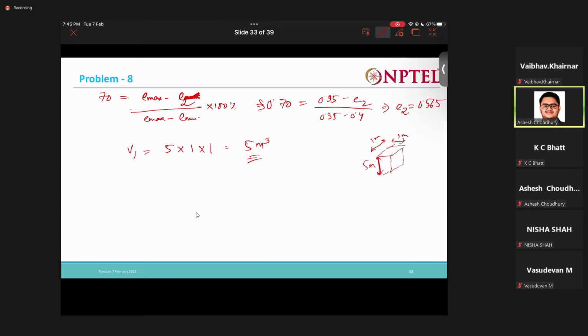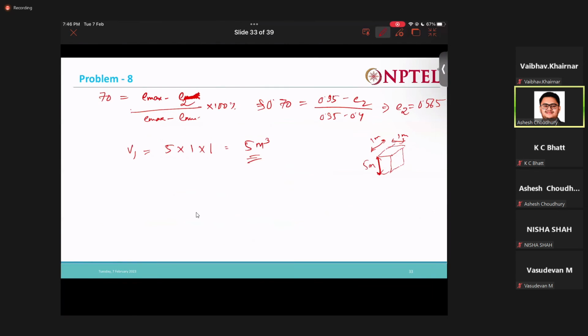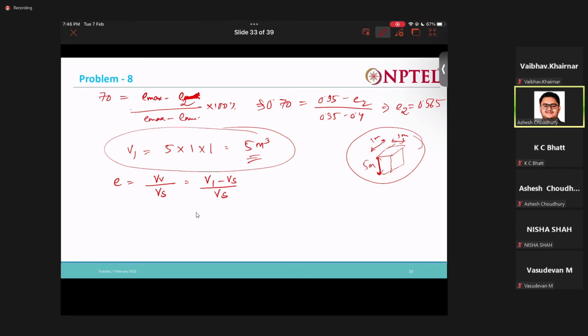Now let us determine the volume of solids in the initial soil when the relative density was 45%. We found out that the void ratio is 0.70. In this scenario, let us find out the volume of solids. We know e is equal to Vv by Vs, so this will be (V1 minus Vs) by Vs. If you put e as 0.70, you will get Vs as 2.94 meter cube. So the volume of solids we have got.